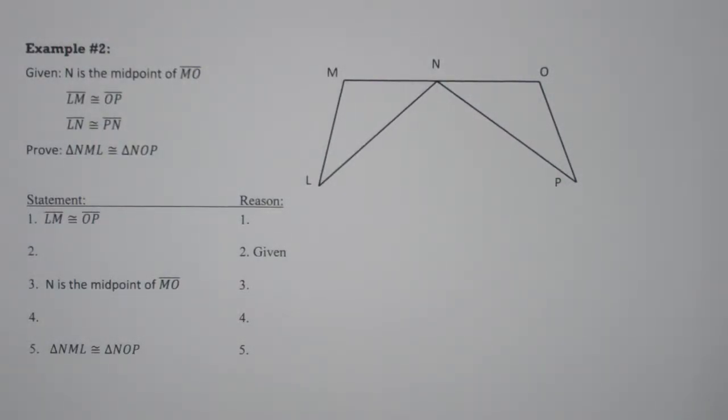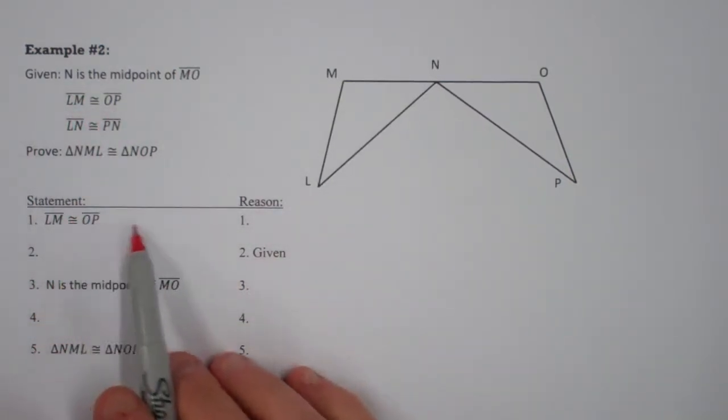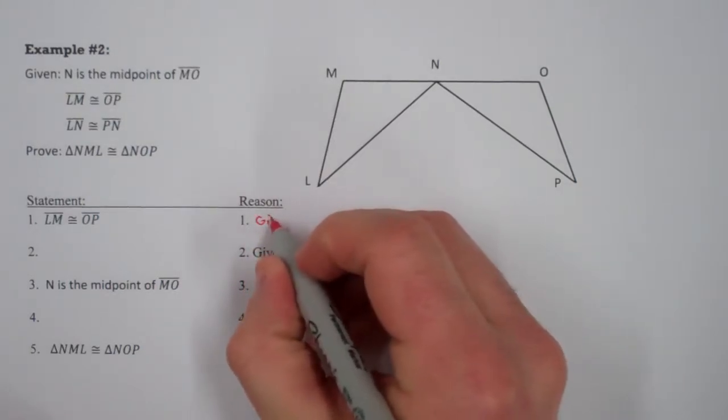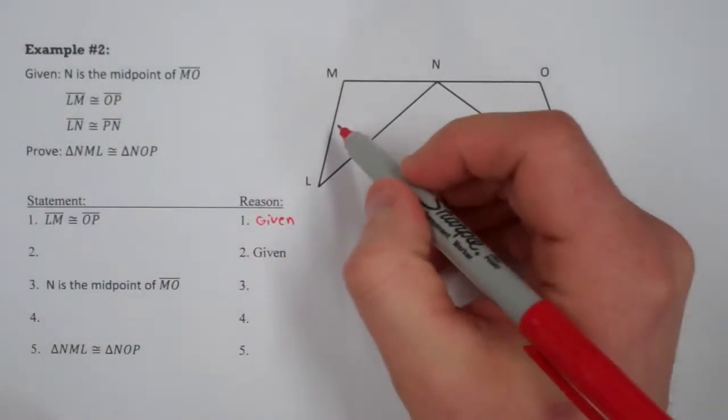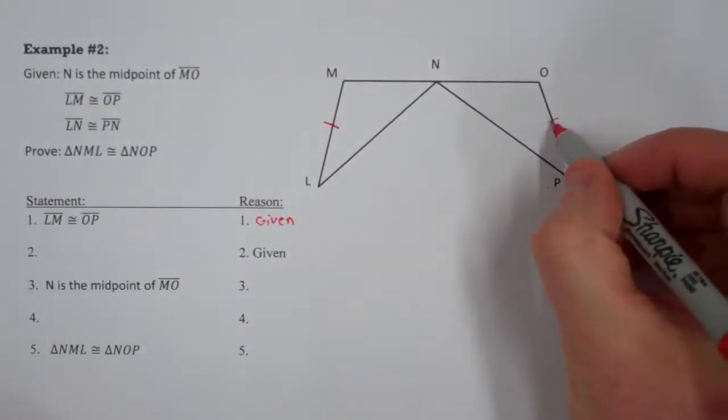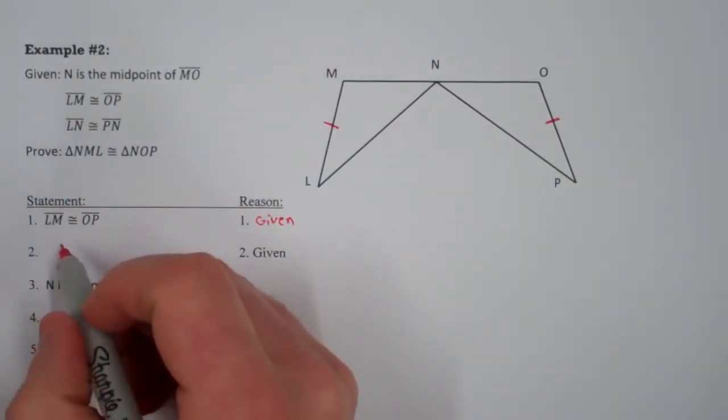In this example, we need to prove that these two triangles are congruent, and we're given a few pieces of information. LM congruent to OP is written here. That's given. We'll want to mark that on the diagram. So here's LM, and here's OP.